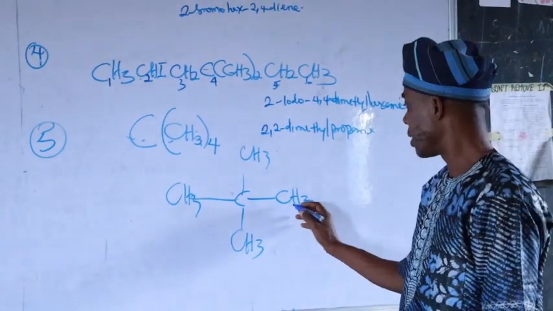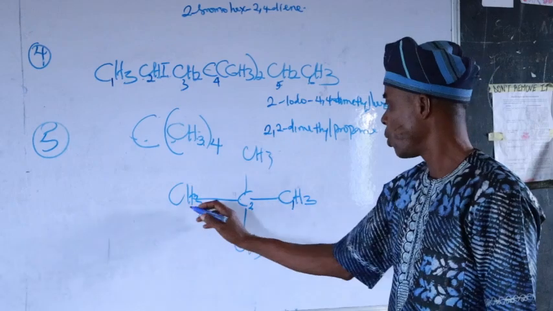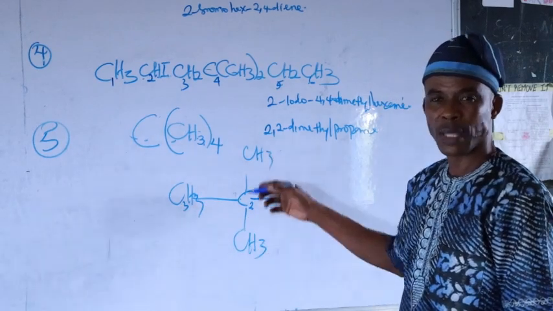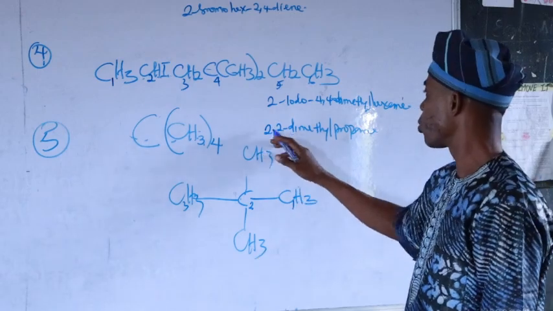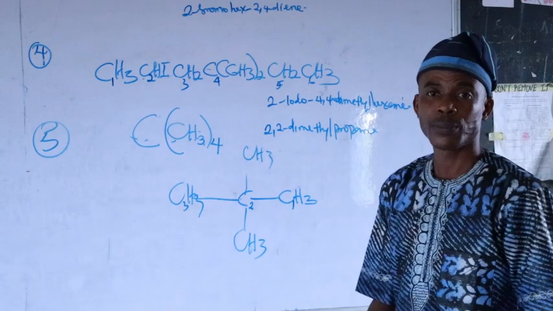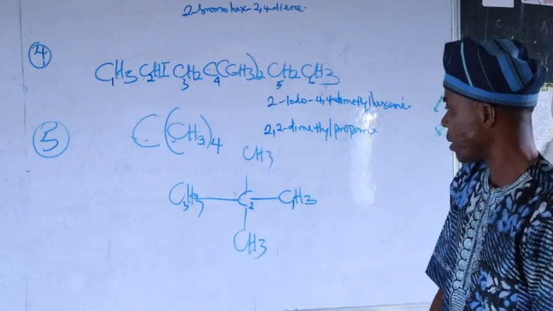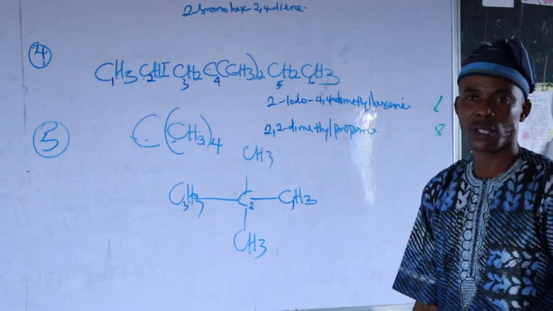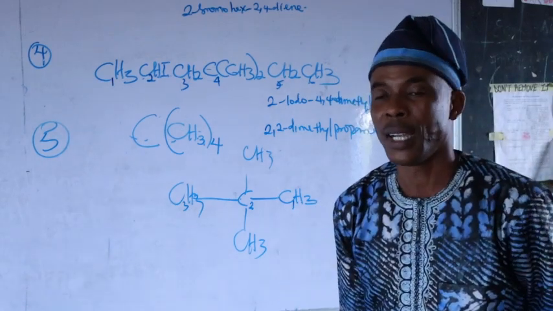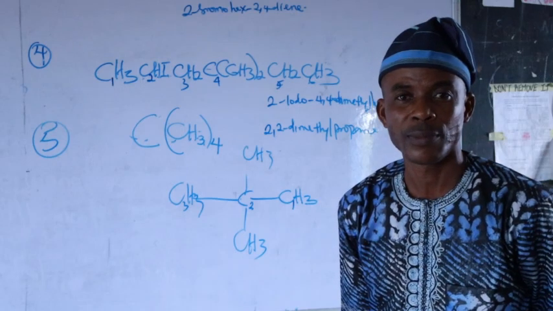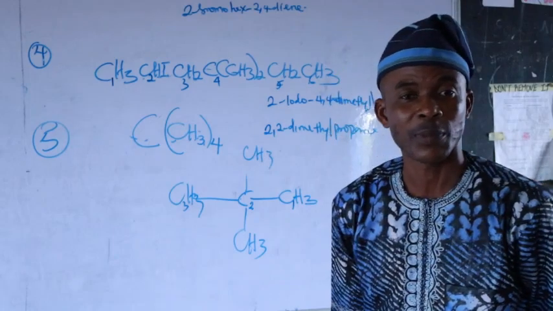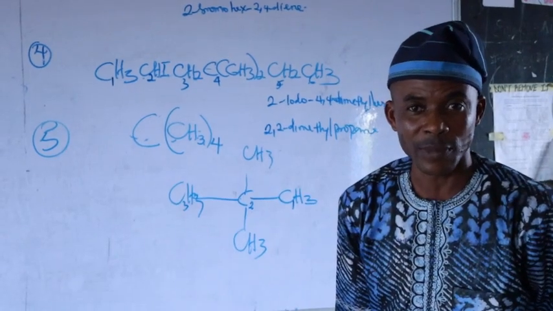Then you can name it like this: carbon number 1, carbon number 2, carbon number 3. Carbon number 2 has 2 methyl groups attached to it. So that is 2,2-dimethyl, but there are 3 carbon atoms. So the name of the compound is 2,2-dimethylpropane. Okay. Any questions? No questions.